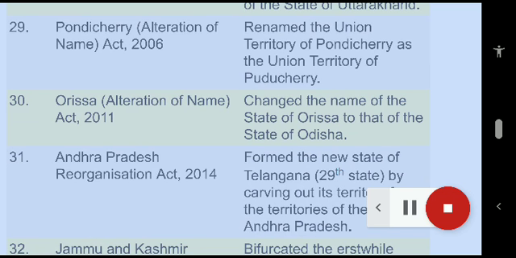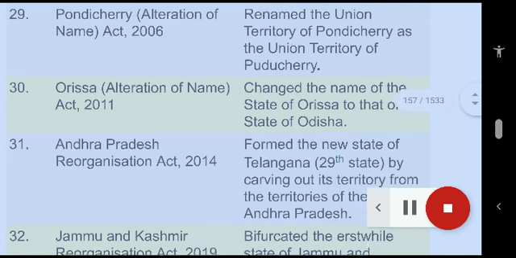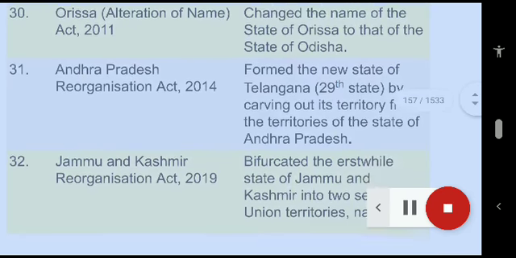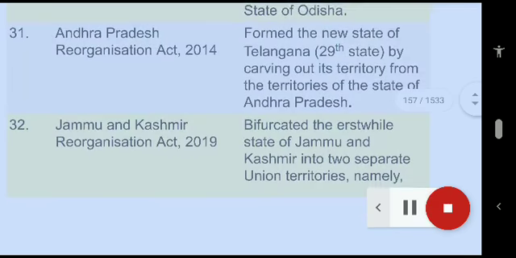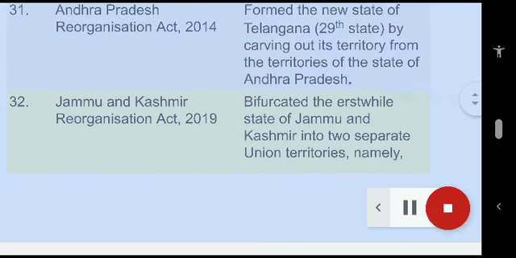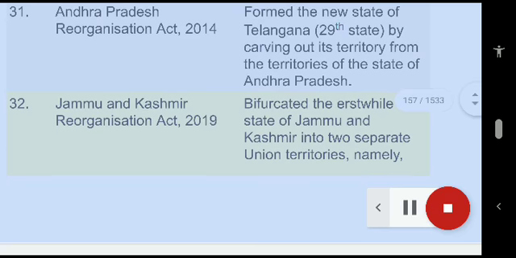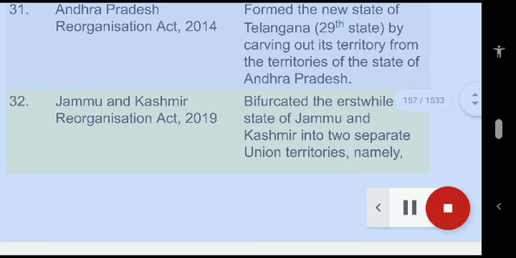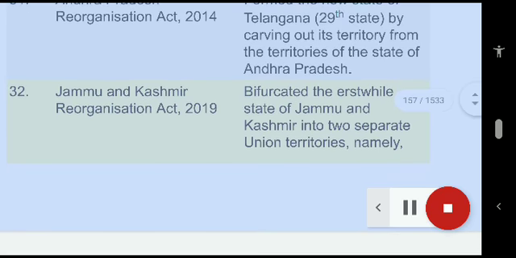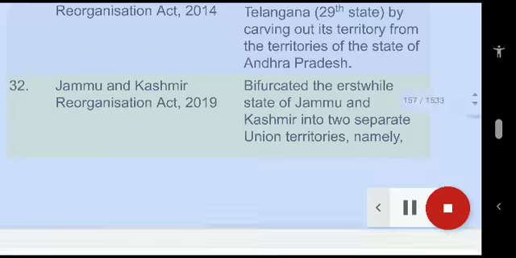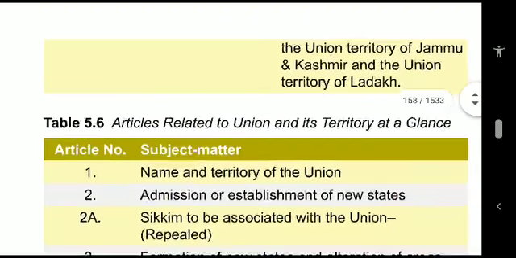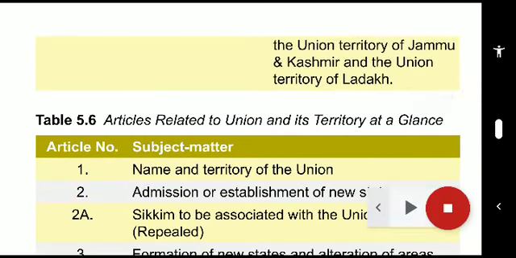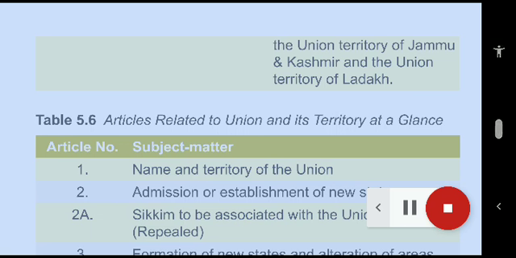31. Andhra Pradesh Reorganization Act 2014 formed the new state of Telangana, 29th state, by carving out its territory from the territories of the state of Andhra Pradesh. 32. Jammu and Kashmir Reorganization Act 2019 bifurcated the erstwhile state of Jammu and Kashmir into two separate union territories, namely the Union Territory of Jammu and Kashmir and the Union Territory of Ladakh.